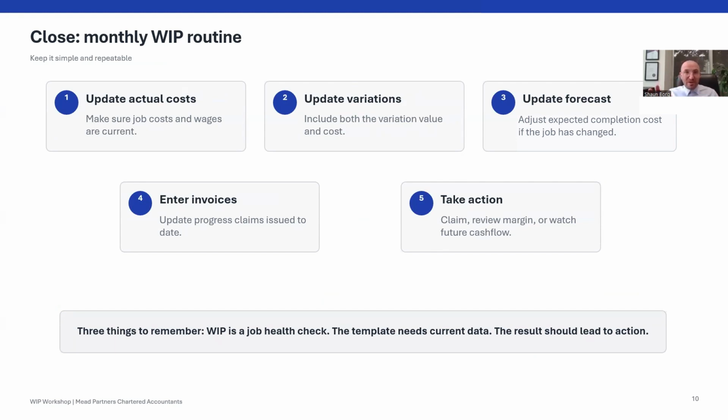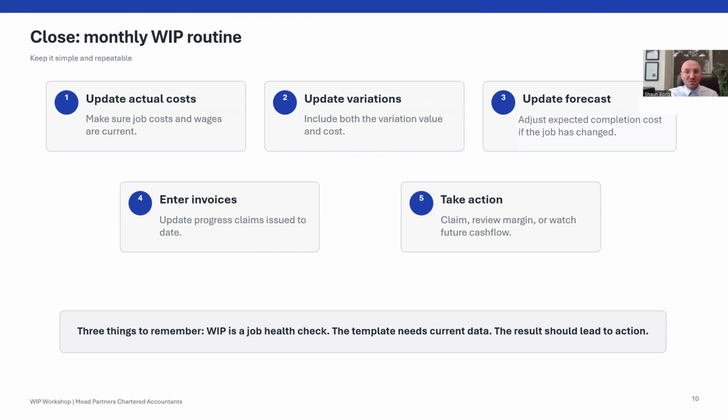First, we want to update our costs and wages. Second, update our variations, including both value and cost. Third, forecast under and overruns. Fourth, enter our claims issued to date. And finally, take action. The action may be to raise a claim, review a margin, investigate costs, or just watch cash flow.